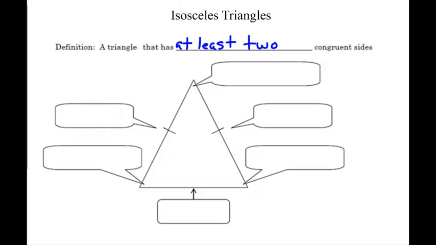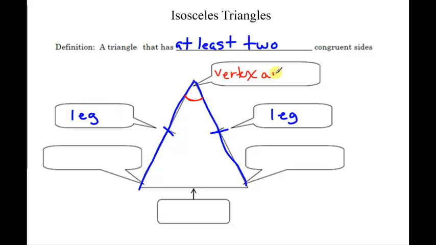All right, let's get some vocabulary under our belts first of all. The 2 sides that are congruent, which I'm going to mark right here in blue, have a name, and those 2 sides are called the legs. So each one is considered a leg of the triangle. 2 legs in every isosceles triangle at least. And then we've got this angle right here where the 2 legs come together, that's called our vertex angle. Sometimes we just say it's the vertex of the triangle. That's the vertex angle, though, this angle right here.